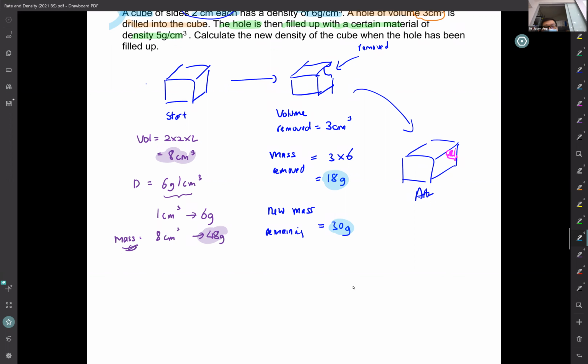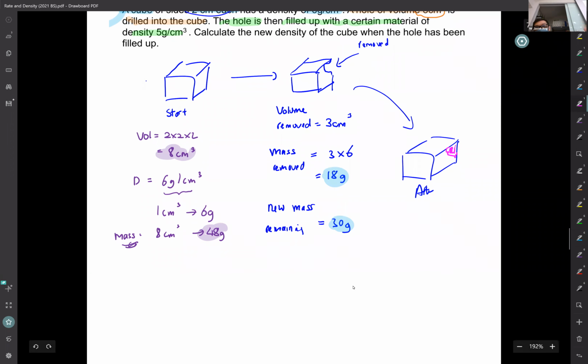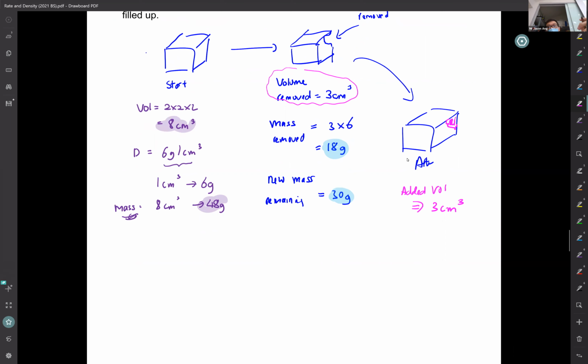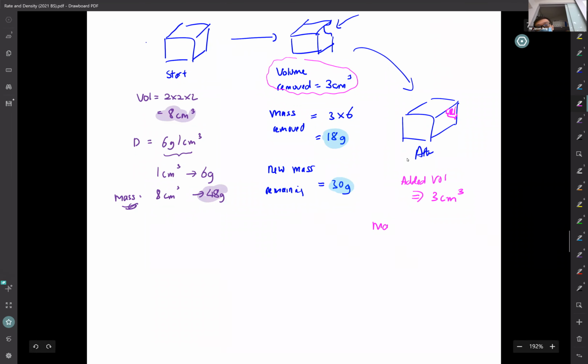I'm going to show you what it is now. In the last stage, what was the added volume? How much did I have to add back to make it look like a cube again? In the first place, I removed 3 cm cube. To make it back to the same shape and size, I need to add back 3 cm cube. So you must add back the same volume.